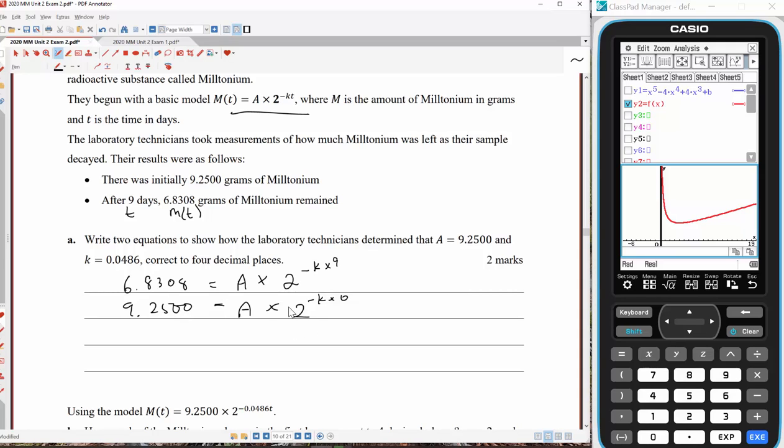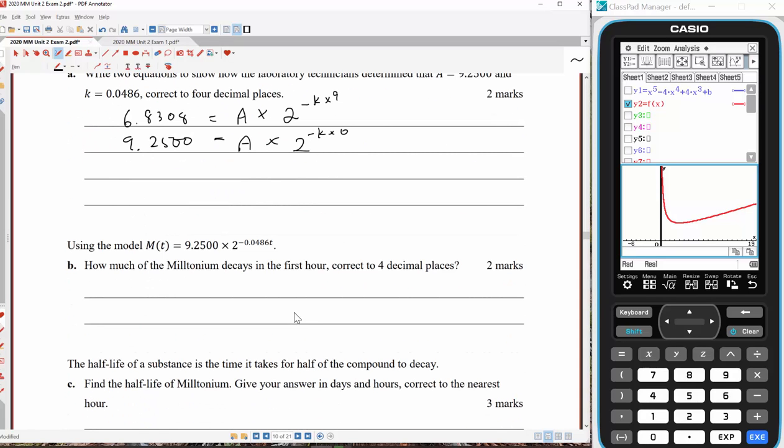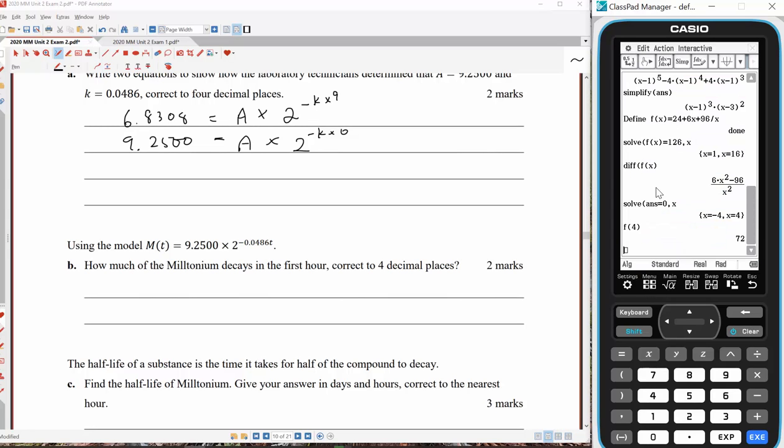So we could solve these simultaneously, or we could use the initial value to find k. In fact, a lot of students showed k, which I certainly accepted as a correct answer. Okay, using the model, so let's go to calc, define x equals 9.2500 times 2 to the power of negative 0.0486 times x.